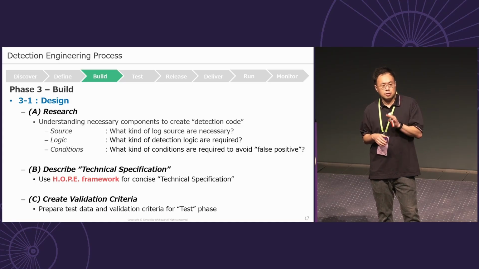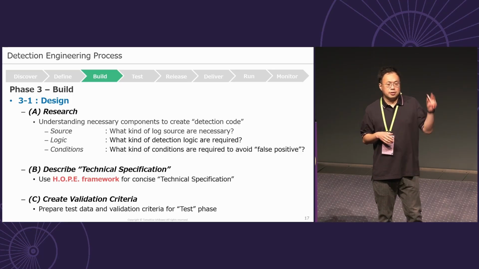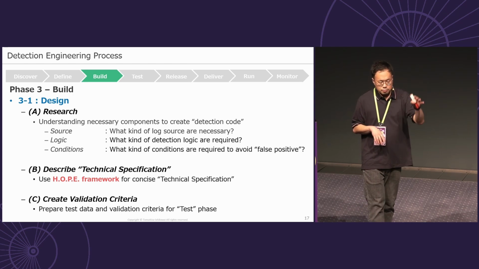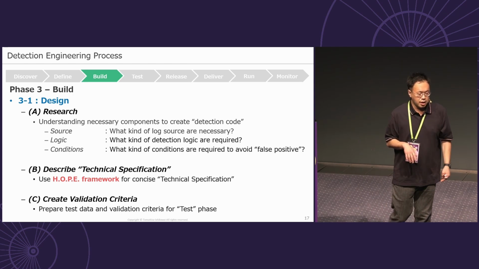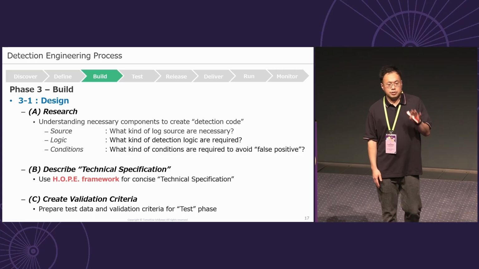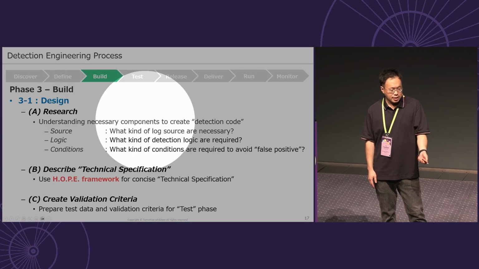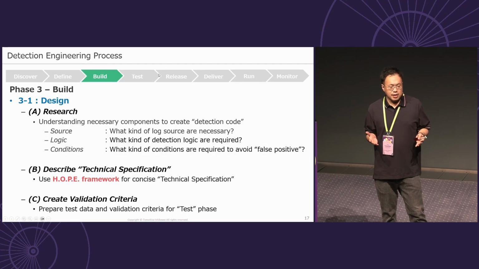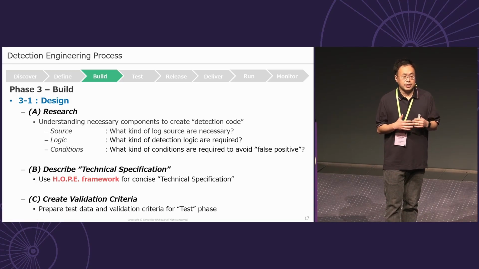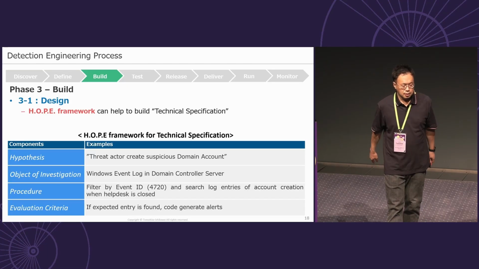we trigger these logics. We need to understand these components, and we try to convert the requirement definition into the technical specification. I'd like to propose a whole framework in the next pages, but we try to define the technical specification here. And lastly, we try to define the validation criteria. In the next phase, we have a test phase, so how do we assure the quality of the detection code? We'd like to explain that later, but we define the validation criteria in the design phase.